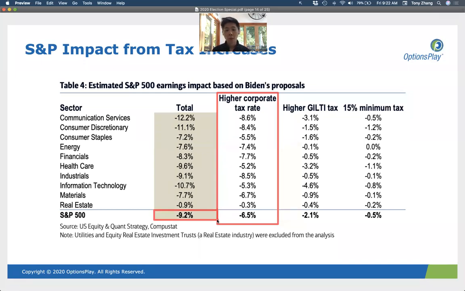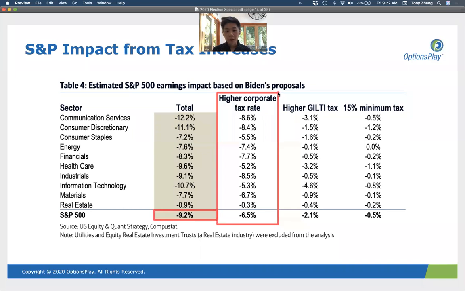So think about what a 9.2% decline in the S&P 500 would relate to from an earnings per share perspective. Now, this is just earnings. You can still have multiple expansion to make up for that. However, we do see that higher corporate tax rates will have a fairly negative effect on the S&P 500 earnings.